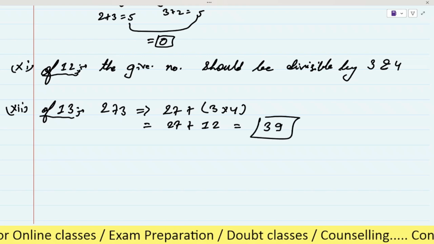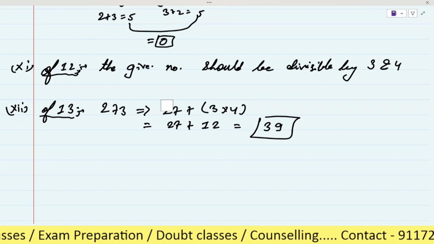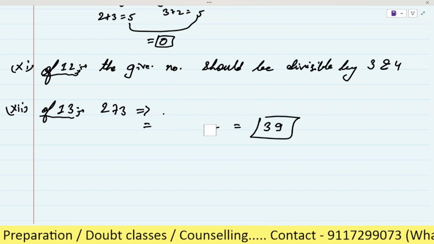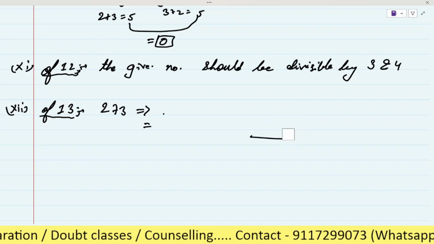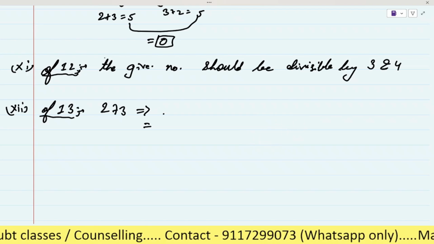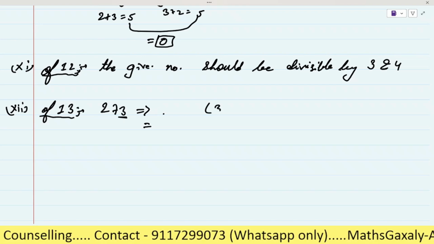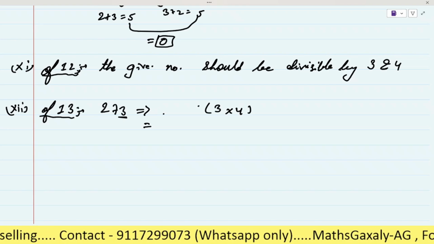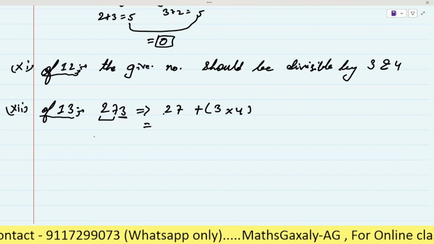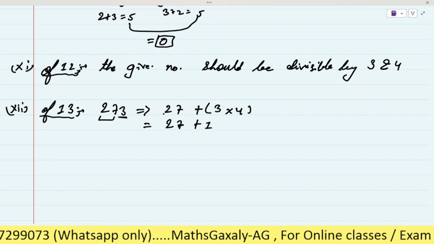Sir, 39, I don't understand. See, I'm explaining it again. What do we have to do here? We have to make the last digit 4 times, and then add it to the remaining number. The last digit is 3, so it will be 3 into 4, and we have to add it to the remaining number, which is 27. So here it will be 27 plus 3 fours are 12.